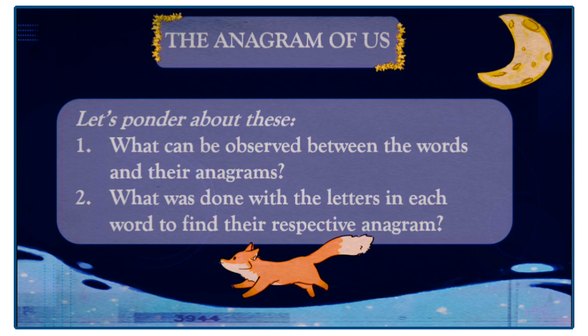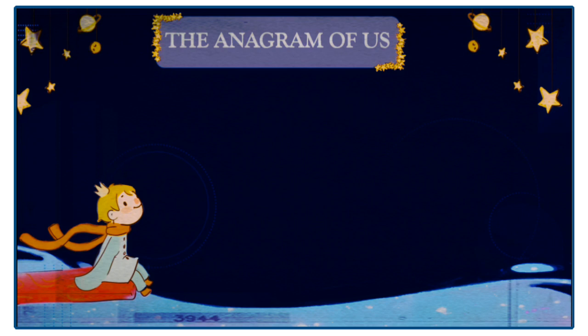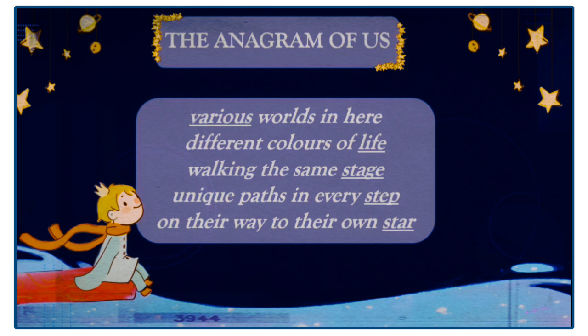And you might be thinking, why those words in particular? Well, I actually wrote a short poem which I would like to call the anagram of us. I wrote a tanka. It's a kind of Japanese poetry that follows the syllabic pattern 5-7-5-7-7, wherein I wrote: various worlds, different colors of life, walking the same stage, unique paths in every step, on their way to their own star. This is a tanka that I wrote roughly 5 years ago, I think.